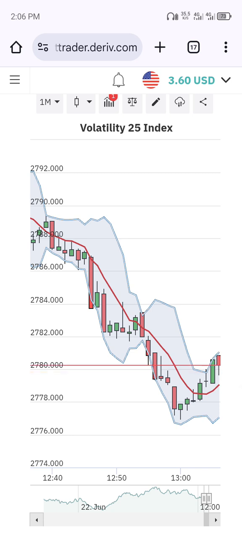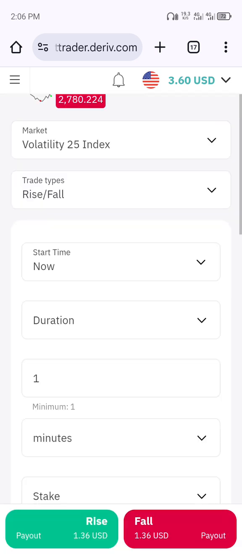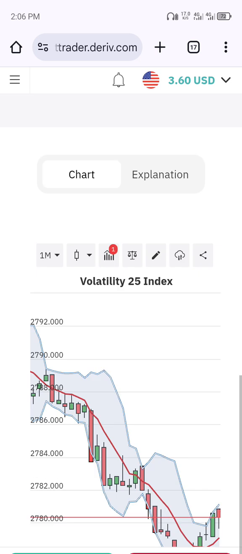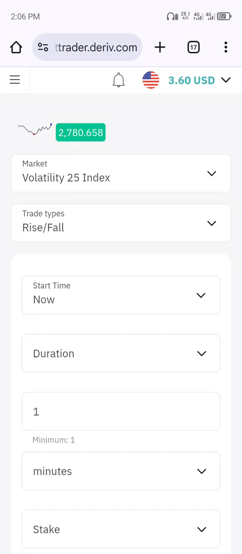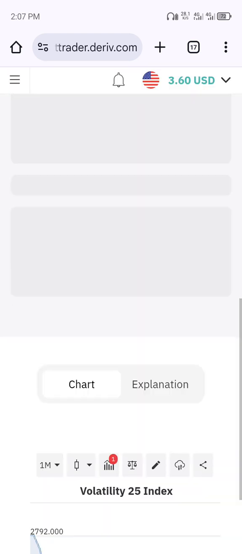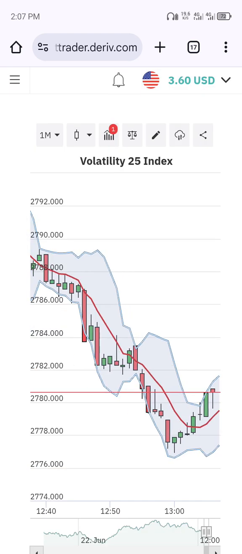So let's see. We are at $1.40. Let's see what's happening here. Now let's see.